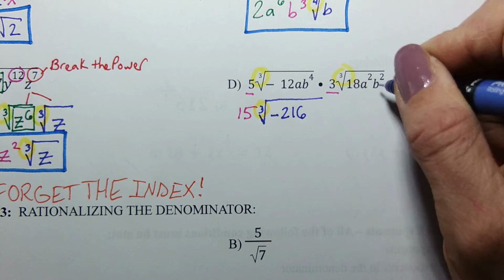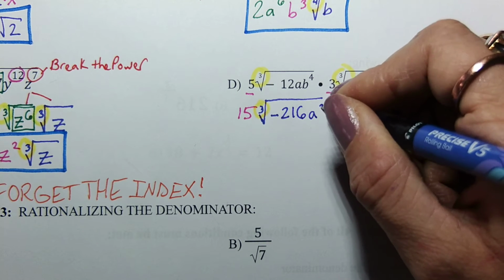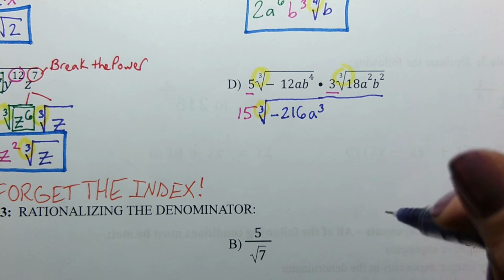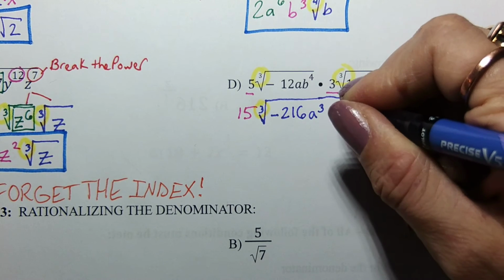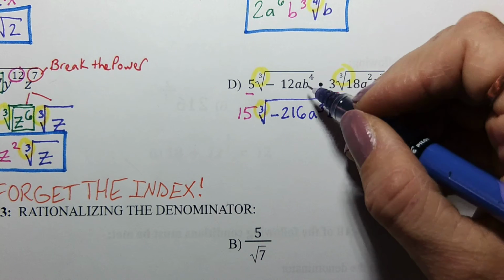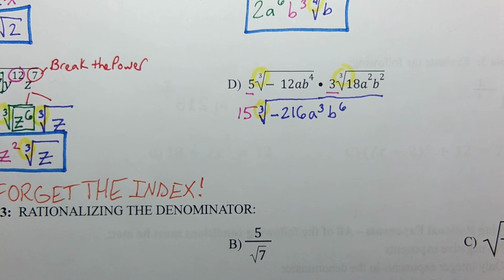What's a times a squared? A cubed. We just created a perfect cube. B to the 4th times b squared is b to the 6th. So here's math spam coming back to haunt us. We are multiplying the bases, so we add the exponents. B to the 4th times b squared gives me b to the 6th. Now that I've carried out the operation of multiplication, we want to try to simplify the radical.